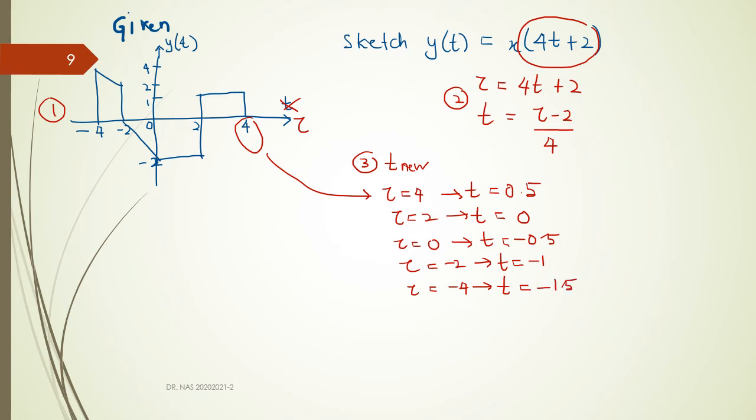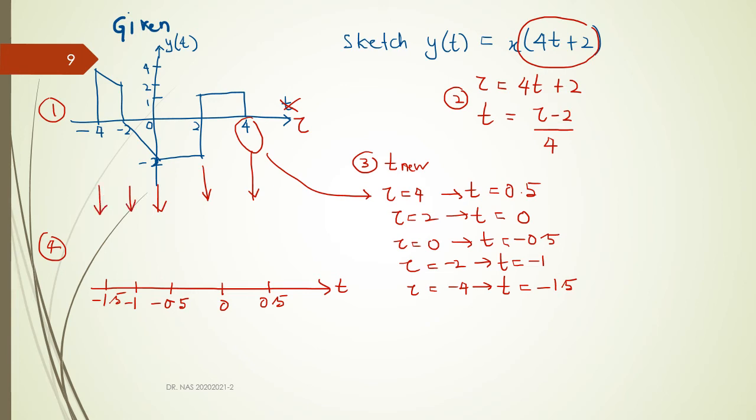Okay, next step, you need to put all the new t values onto the axis. This is the fourth step. Just draw the x-axis, which is now the new t. When tau equals 4, it is 0.5, and 2 gives 0, 0 gives negative 0.5, negative 2 gives negative 1, and negative 4 gives negative 1.5. Same position as the original axis.